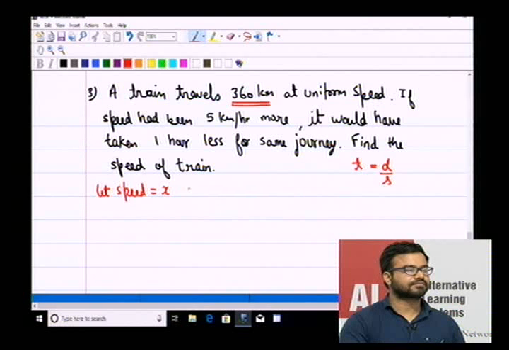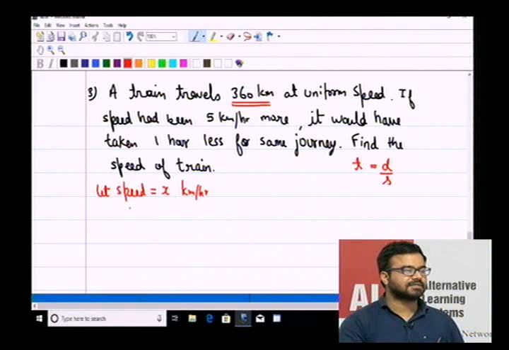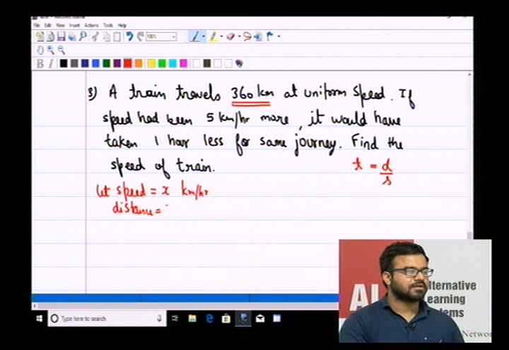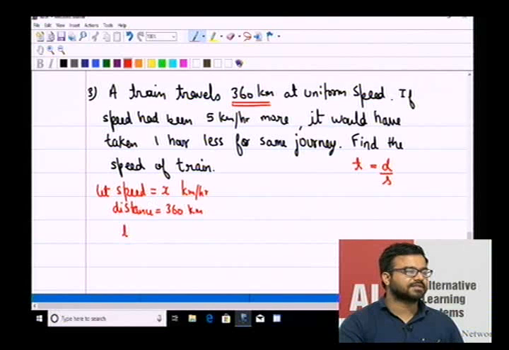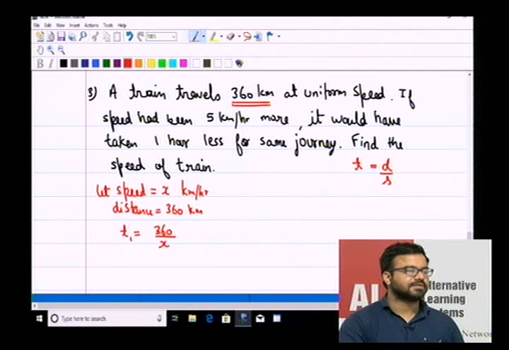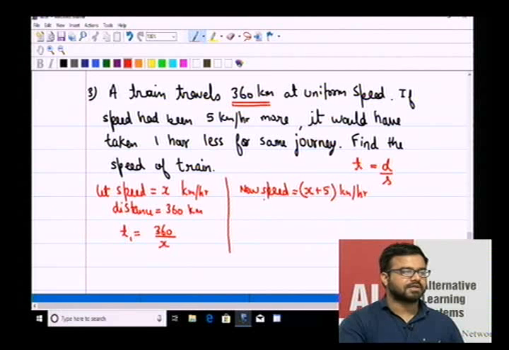Let's say the original speed is x kilometer per hour, right? And the distance is 360 kilometer. So the time taken to cover 360 kilometer at a speed of x kilometer per hour is, let's say, t1. Time is distance upon speed, that is 360 over x. Now second case, if the speed had been 5 kilometer per hour more, it means the new speed is x plus 5 kilometer per hour. Distance is still the same, 360 kilometer. This time our time would be distance upon speed.